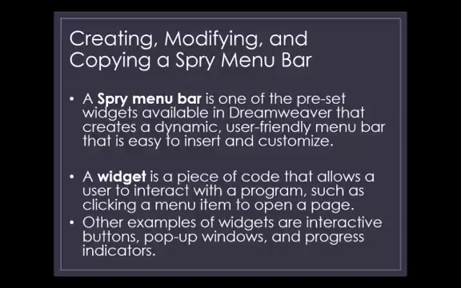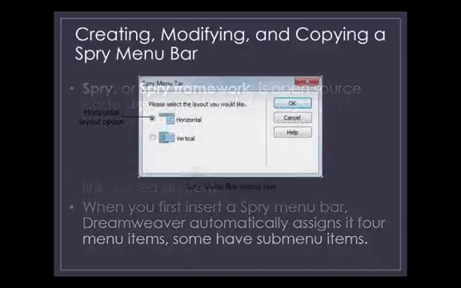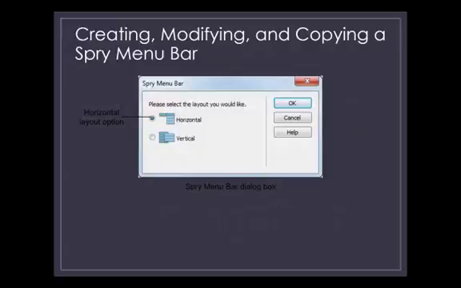A widget is a piece of code that allows the user to interact with a program, such as clicking a menu item to open a page. Some other examples of widgets are interactive buttons, pop-up windows, and progress indicators. Spry, or the Spry framework, is an open-source code developed by Adobe Systems to help designers quickly incorporate dynamic content on their web pages. To insert a Spry menu bar, you're going to click on Insert in the menu bar, point to Layout Objects, and then click Spry Menu Bar.